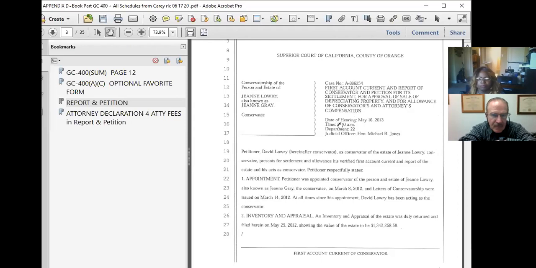You will indicate here the date of your hearing, the time, the department, and if you know the judge who is overseeing the case. If it's not known, because you could be bounced between two or whatever, you can leave that blank.